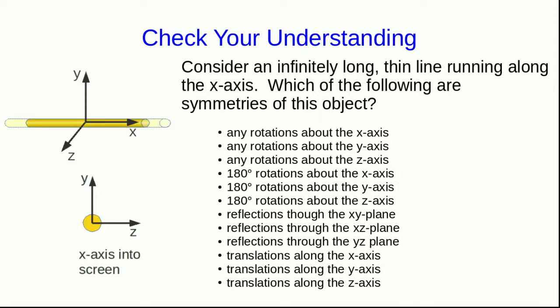So let's think about an infinitely long, thin wire that runs along the x-axis. This is a very highly symmetric object. So you, before you go on to the next lecture, should think about which of these are symmetries of this object. And I will say not all of them are, but many of them are.